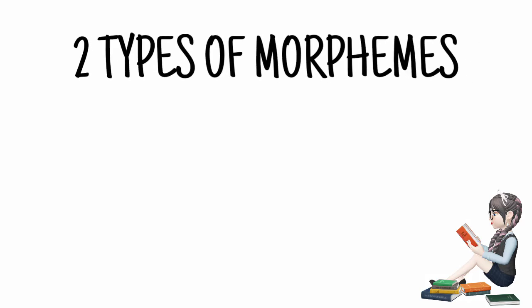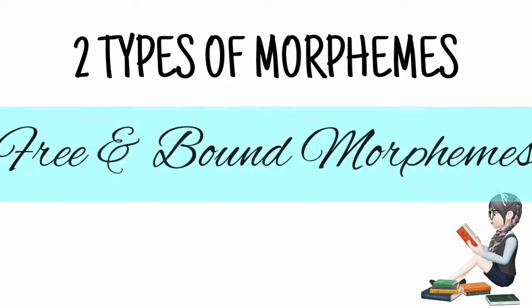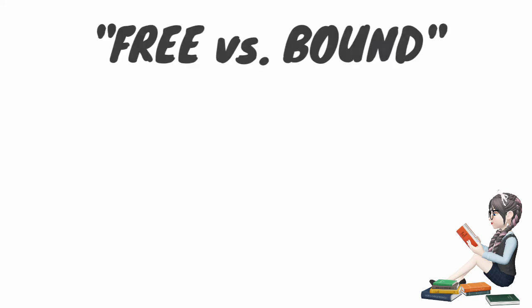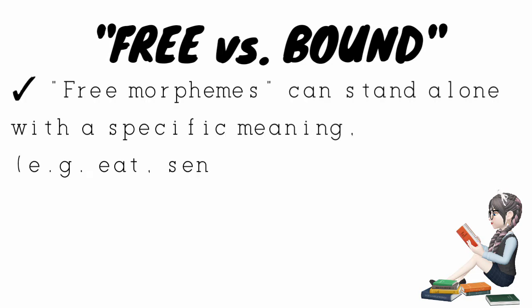Now let's move on. There are two types of morphemes: the free and bound morphemes. The question is, how can we differentiate the free and bound morphemes? When we say free morphemes, from the word free, that's synonymous to the word independent, it means it can stand alone with a specific meaning.